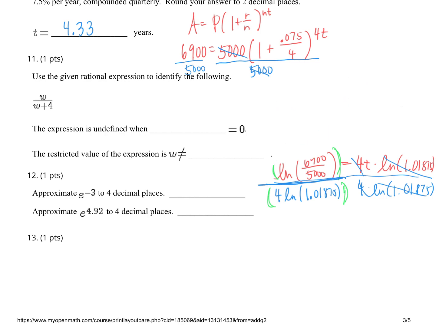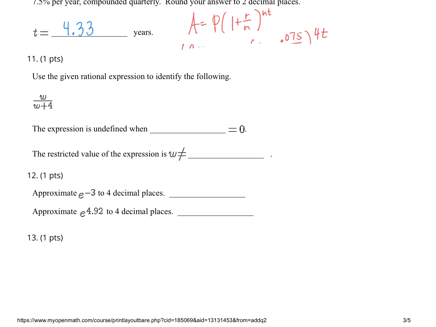Okay, number 11. Let's see what we get here. Number 11, use the given rational expression to identify the following. The expression is undefined when, so we don't want the bottom to be 0. So we would say it's undefined when the bottom is equal to 0. So that means W cannot be -4.